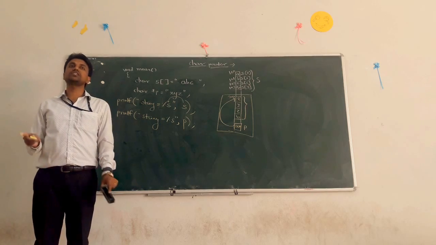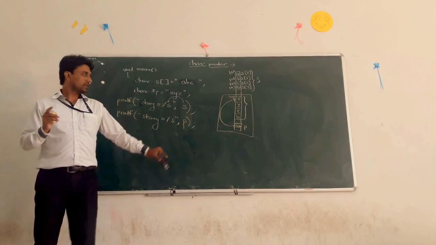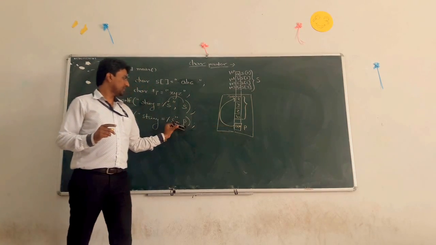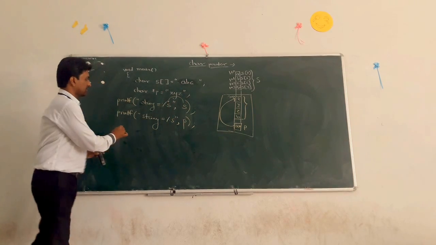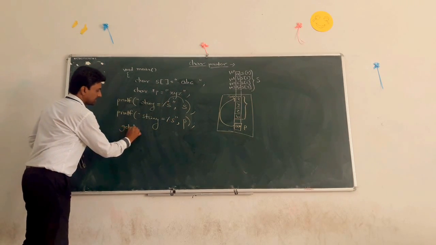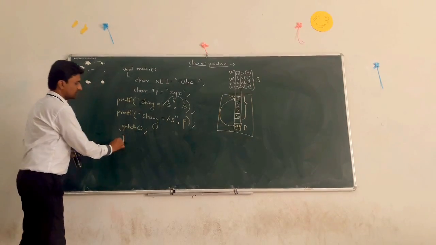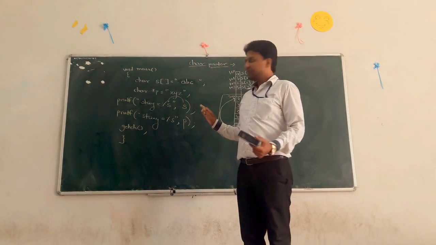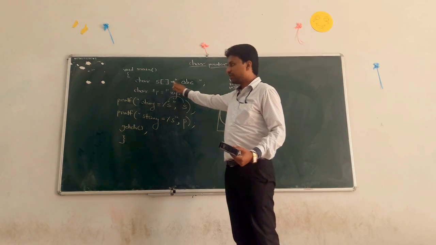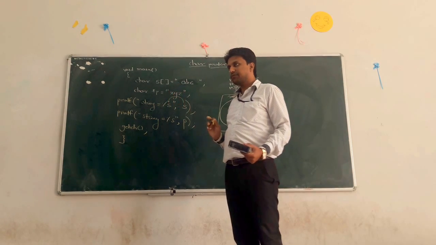So for string is equal to %s, just give the name of the character pointer, that is p. It gives you the value X, Y, Z. After that, the main function comes. Understand how memory management works for a character array and using a pointer type.